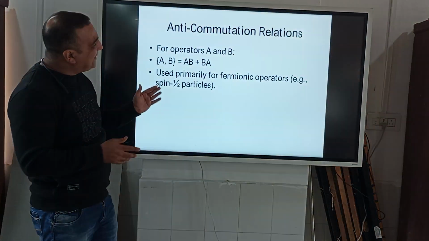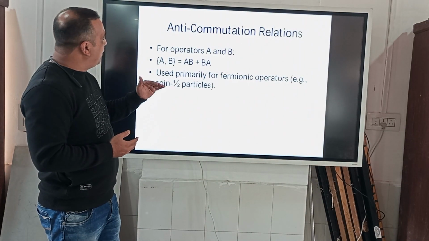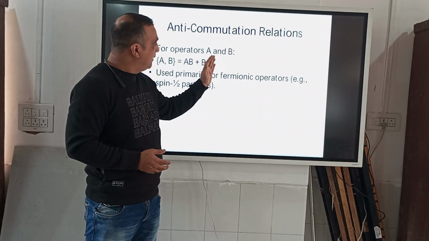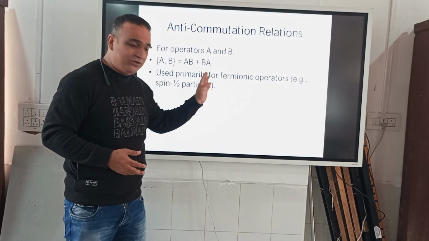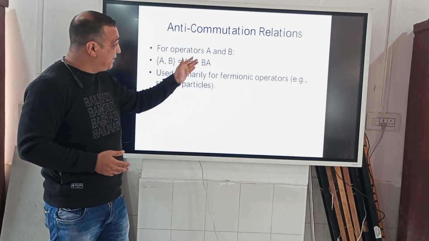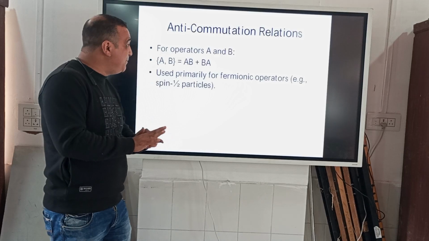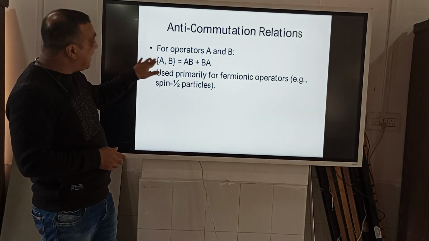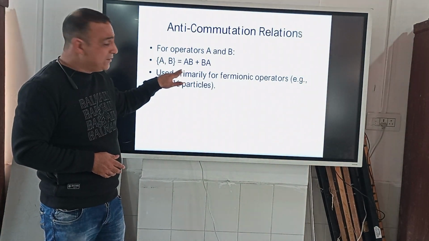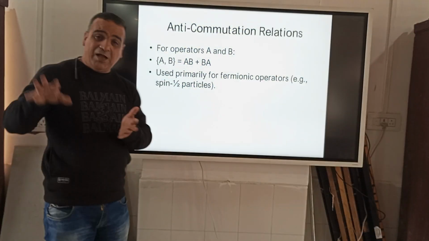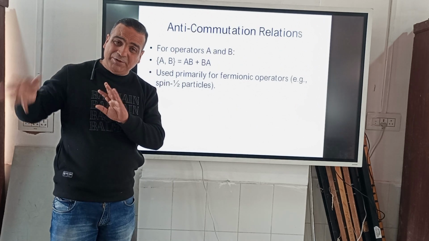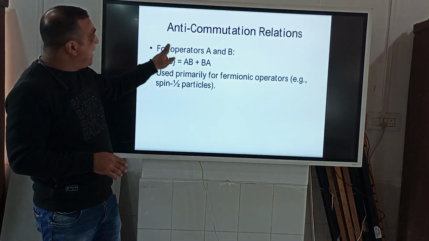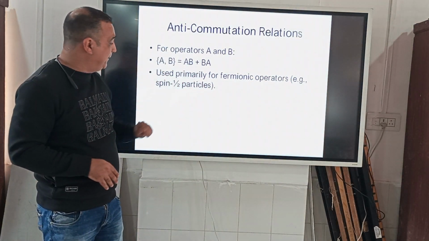Now let's talk about the anti-commutation relations. For the anti-commutation relation, if I take the same operators A and B, these are quantum mechanical operators. If you write down the anti-commutation between A and B, you will find the difference from the commutation. In calculating the commutation between A and B, we had a minus sign between the two terms. But here, for anti-commutation, we have a plus sign.